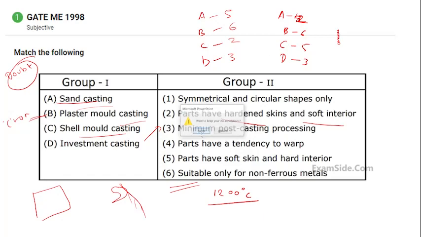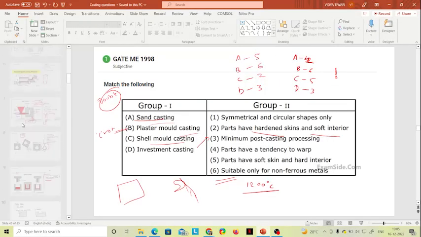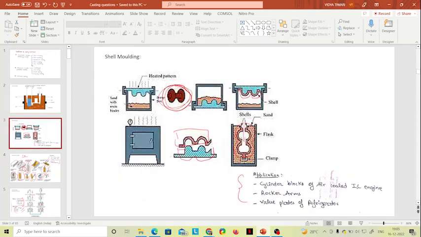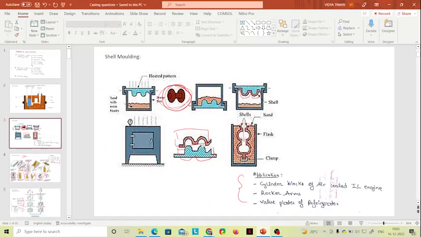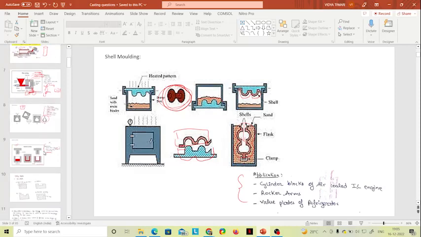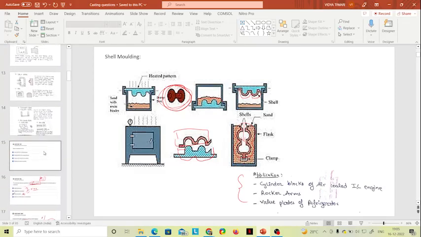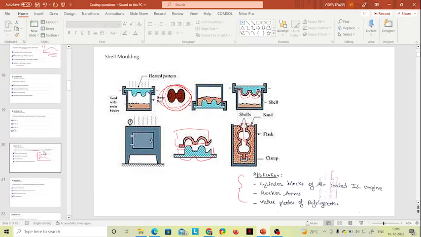Wait, I'll show you. This was our shell molding, right? So what kind of components do we make? This kind of hollow components which have symmetry, right? So what do we do to make it hollow? We provide one core inside, right? So solidification will start from the core. That is why you will have hard interior and soft skin.